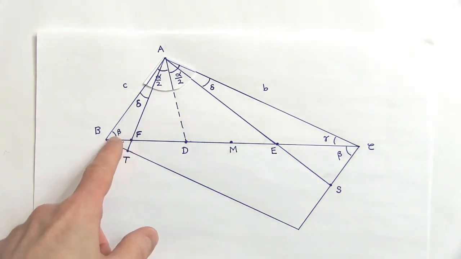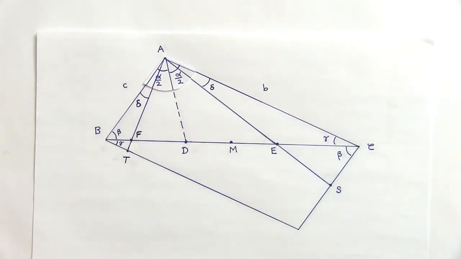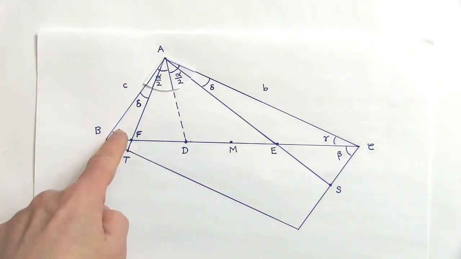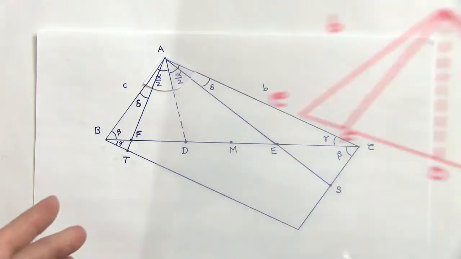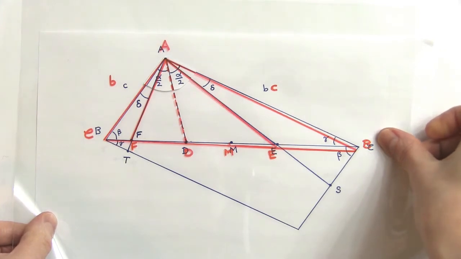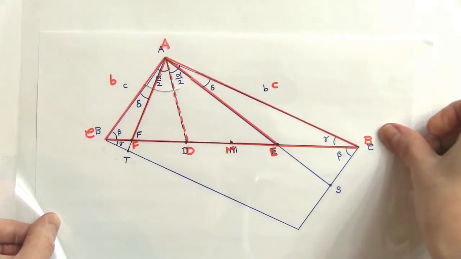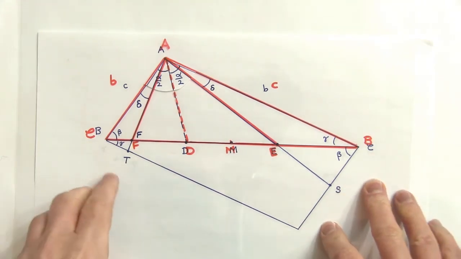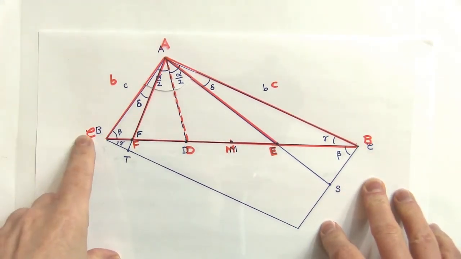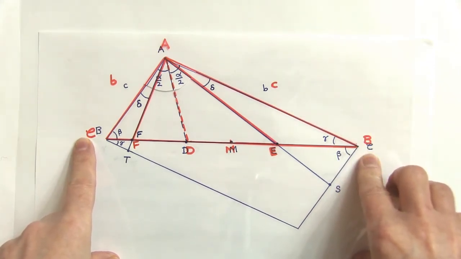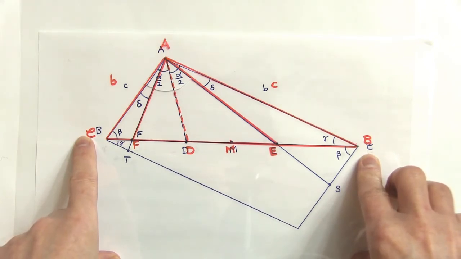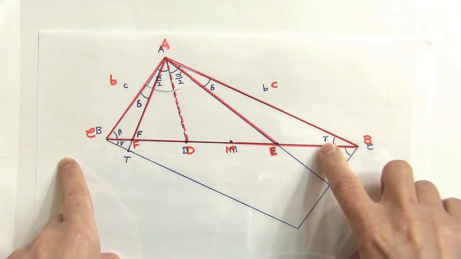I observed that I made my angle beta larger than gamma, and I claimed that it didn't matter. We're going to get the same result if beta happens to be smaller than gamma, or if beta equals gamma. I can explain that this way. Let's just take this same triangle and swap the labels around. So instead of calling this B, let's call this vertex C, and instead of calling it C, let's call this vertex B. And now the angle on vertex C is larger than the angle on vertex B.